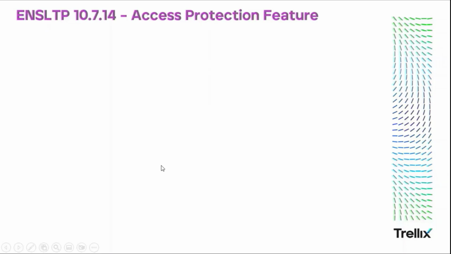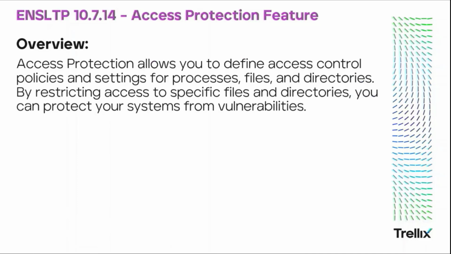Let me explain about the access protection feature. This is an optional feature which can be enabled, provided the environment requires it. Let's quickly check the overview of the access protection feature. Access protection allows you to define access control policies and settings for processes, files, and directories. By restricting access to specific files and directories, you can protect your systems from vulnerabilities.